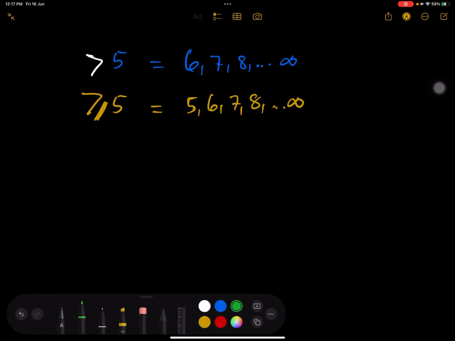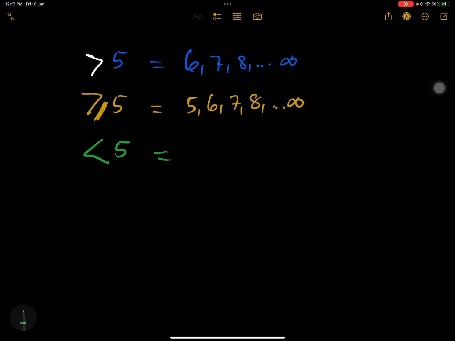What about the flip side? Let's say less than 5. If you have less than 5, it means we are looking at numbers that are less than 5. We can start from negative infinity, and then we can come all the way to maybe 0, 1, 2, 3, and 4. We cannot add 5 because it says less than 5. It will start from the negative side, all the way to 0, 1, 2, 3 to 4.